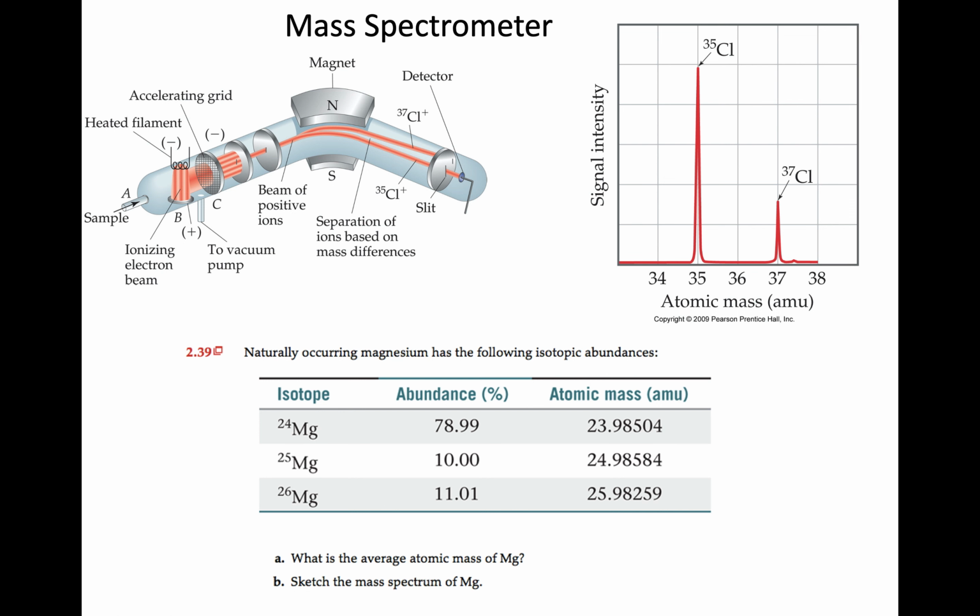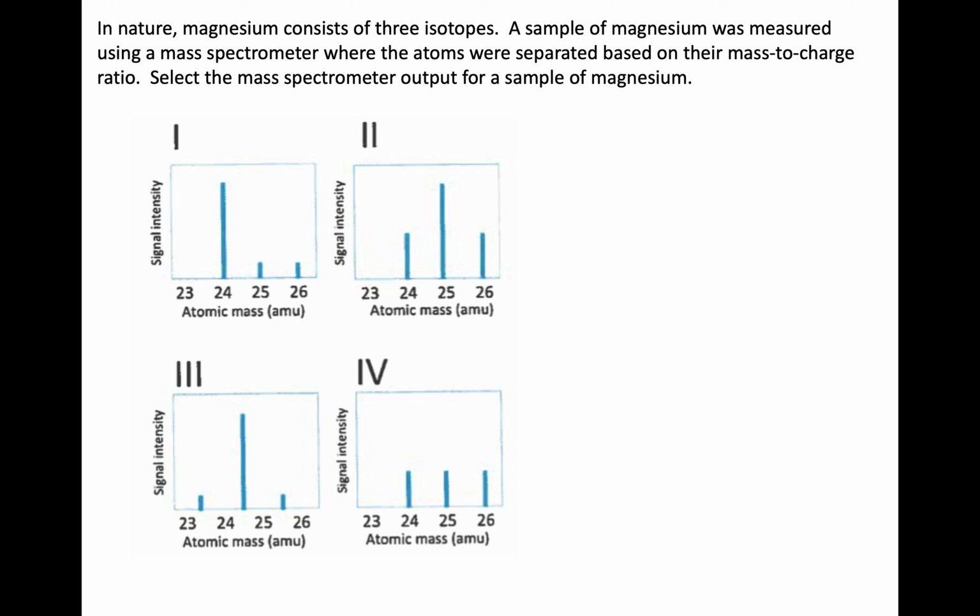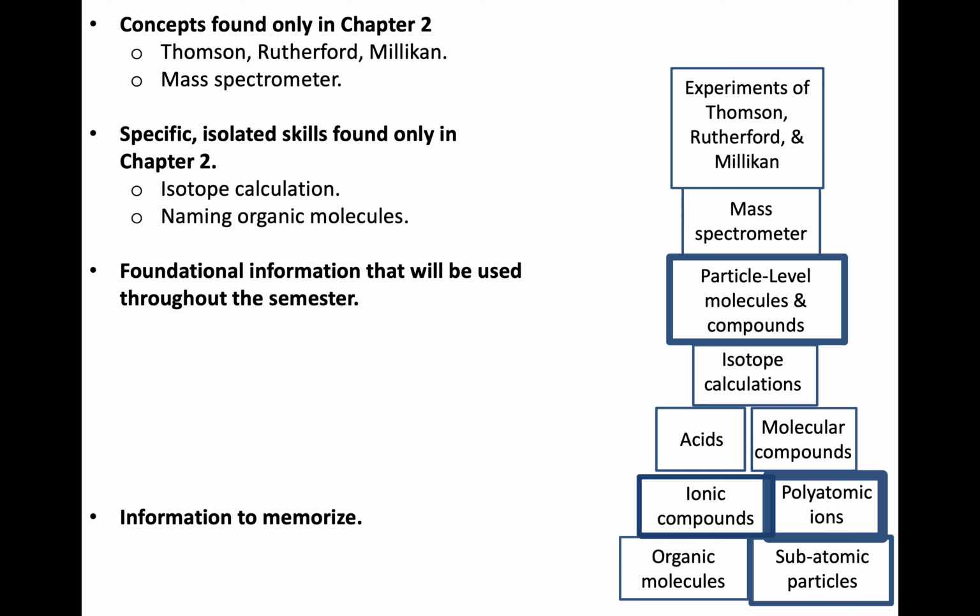We've tried to probe that with questions like this, where it's stated that magnesium consists of three isotopes. And so if you are measuring the output, what would you expect? This is a conceptual question involving the output of a mass spectrometer. Those particular questions, topics found only in Chapter 2, were conceptual.